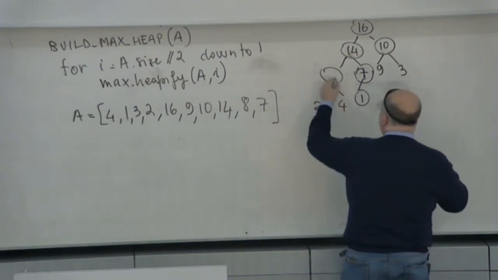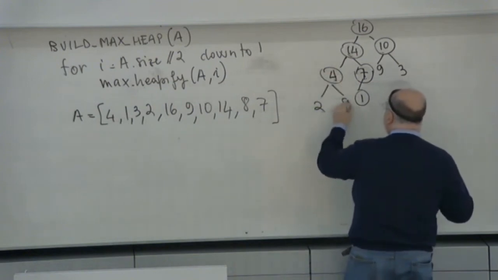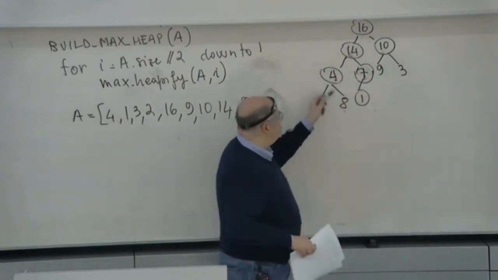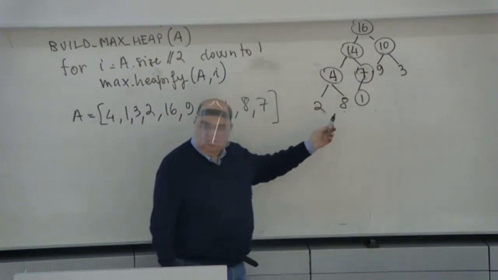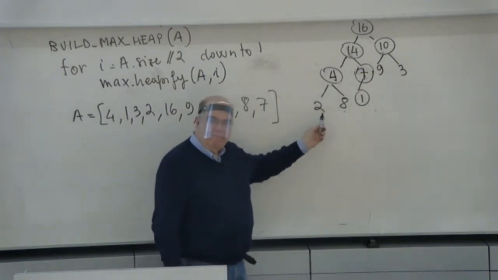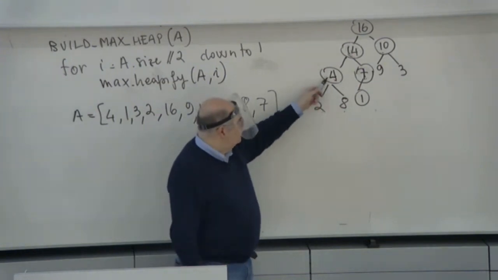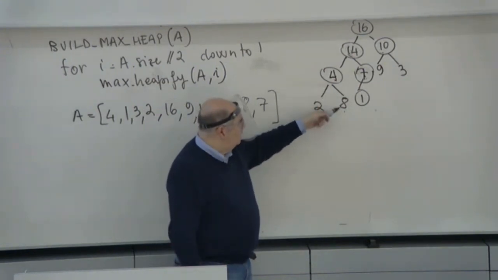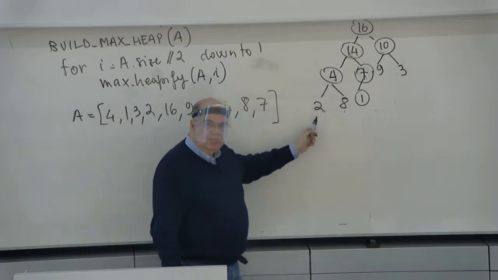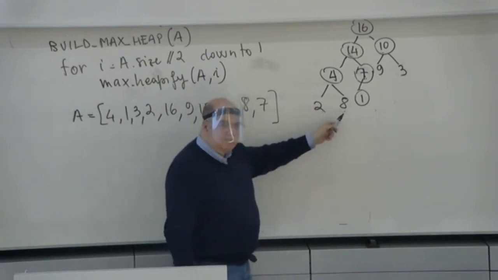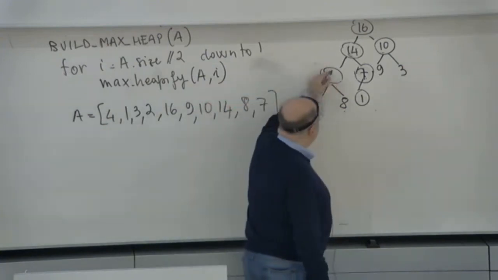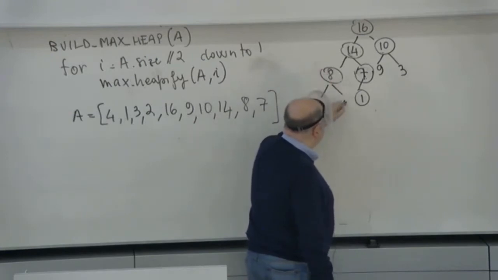It was 4 here and 8 here. And of course, you need to swap because 4 is less than 8 and it's not in the right place. So you need to fix this. And so you swap the root with the largest of the 2 children, which in this case is 8. So you get 8 here and you get 4 here.